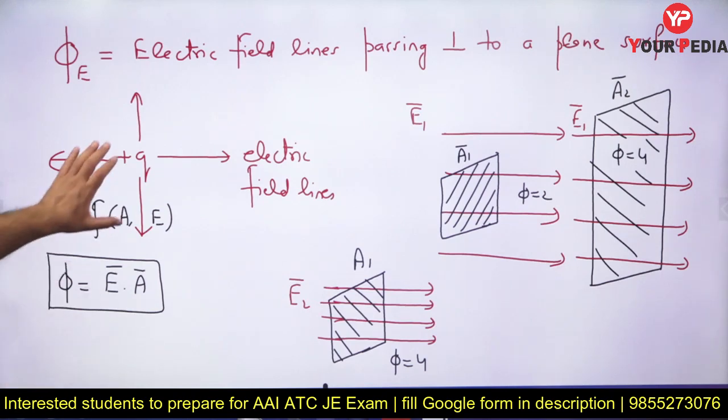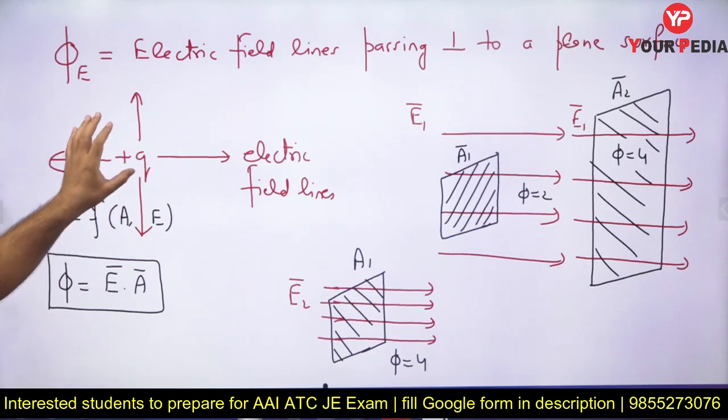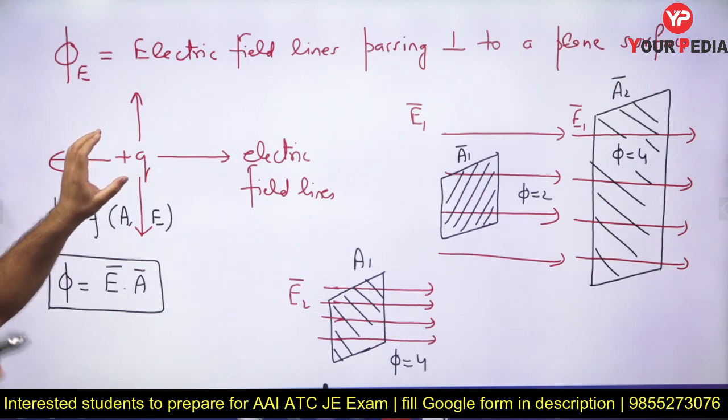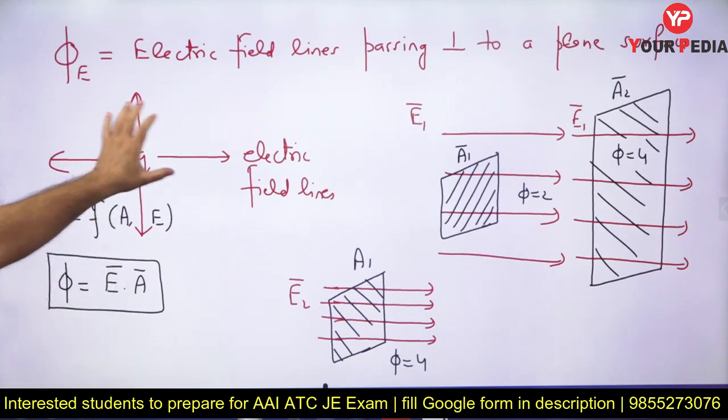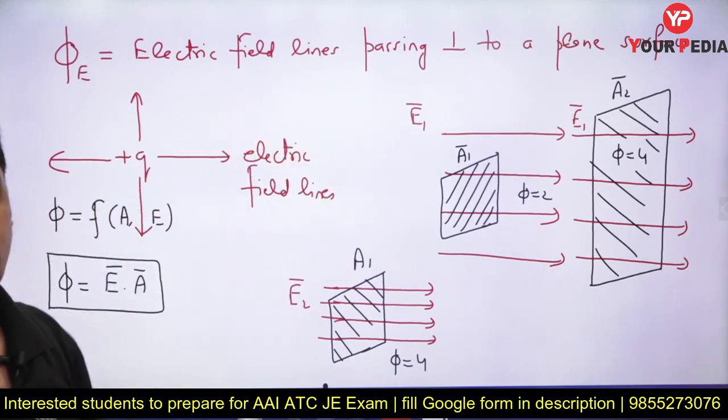What are electric field lines? Through this charge I was trying to explain that if I give you a charge, then on every side there will be electric field lines radially outward. That is the meaning of electric field lines. All of you know what electric field lines are.